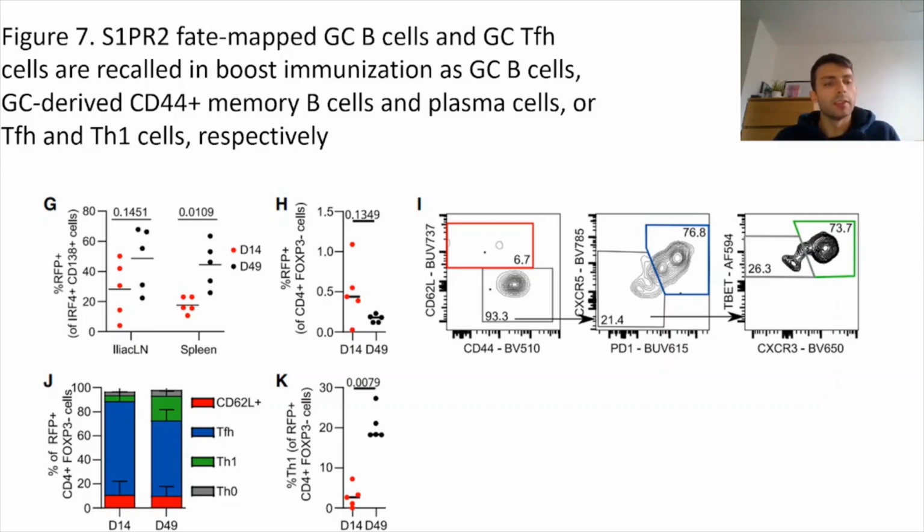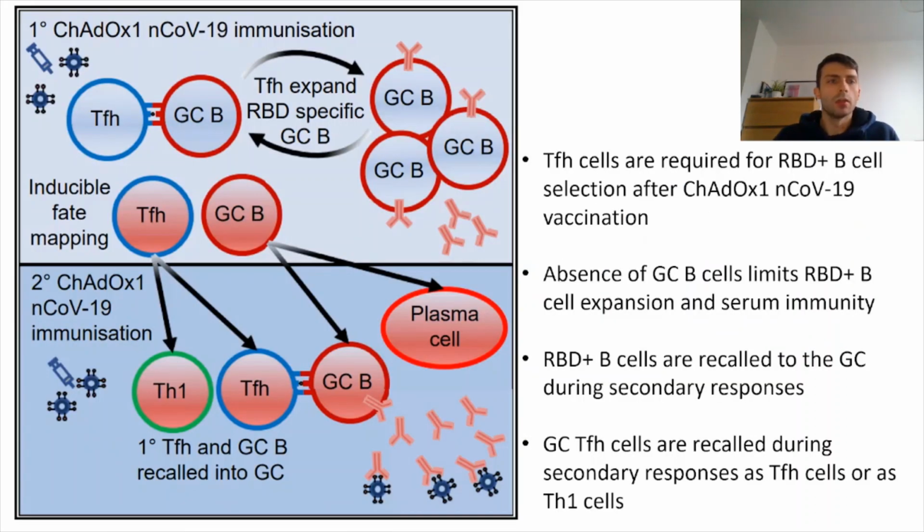At day 49, and this is during the recall response, we do still see a large number of Tfh. However, we see a relative expansion of the number of Th1 cells, and so this argues that Tfh generated in a primary immunization can be recalled once again either as Tfh or as Th1 cells. So that's the data of the paper.